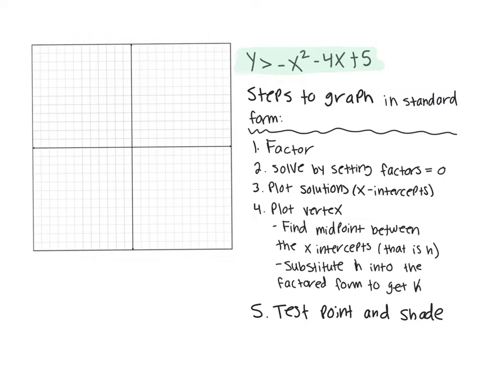So I wrote out the steps. We're first going to factor, then you're going to solve using your factors by setting them equal to 0. We're going to plot our solutions on the graph. We're going to plot the vertex on the graph, and then we're going to use a test point to shade.